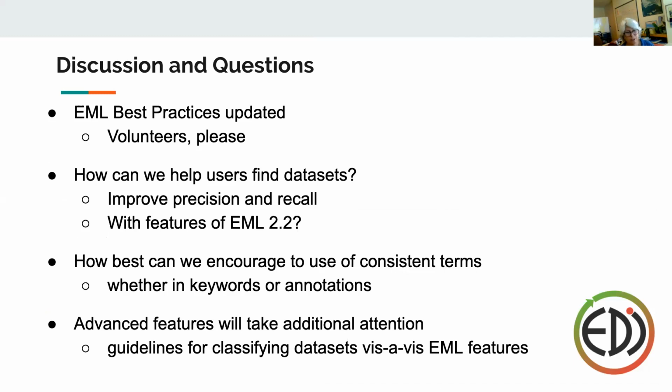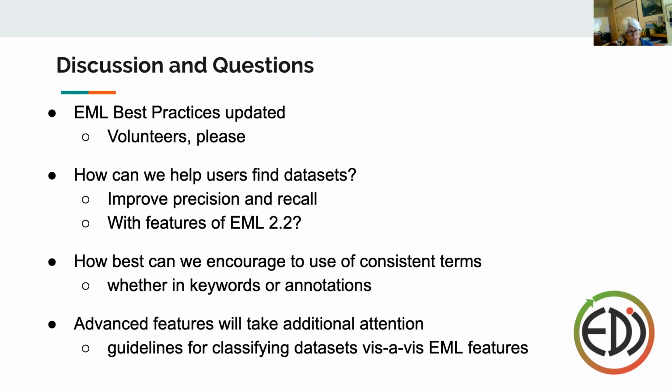These are some questions that we have at EDI that we would like input from you folks on. First of all, we know we will need to update the EML best practices. So we would love your feedback on how that should be arranged or modernized. Second, EDI would like to improve our users' ability to find the data sets they're after. So basically this means to improve search precision and recall. And there may be some features of EML 2.2 that will help with that. But regardless of whether we use the EML 2.2 features, improving search requires the use of consistent terms across data sets. And how can we encourage those?